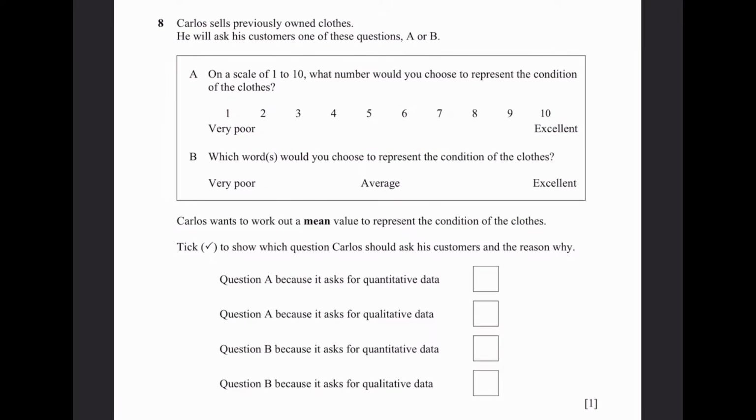That's because it asks for quantitative data. Question B asks for qualitative data because they're not in the form of numbers. Question A is quantitative because it's in the form of numbers. That's the answer.